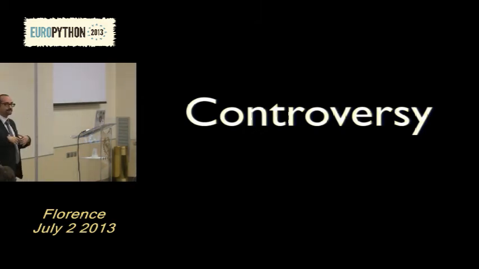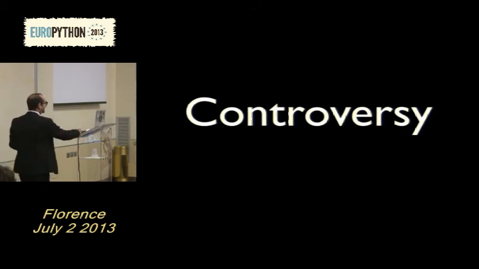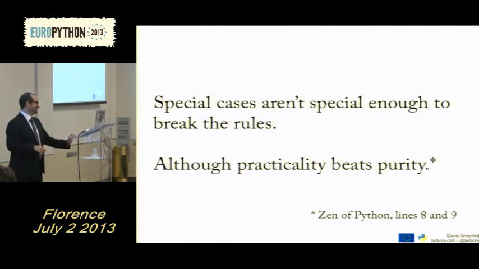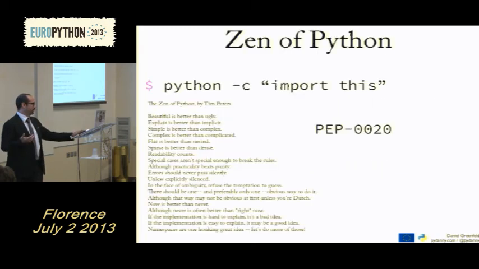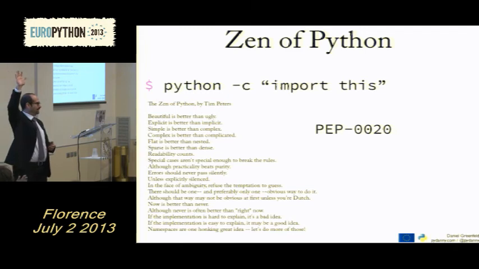Since I've picked on Django, I get to pick on other stuff, right? But I'm nice. I try to be nice. Okay, I'm quoting from the Zen of Python, which is: special cases aren't special enough to break the rules, although practicality beats purity. And everybody knows the Zen of Python, right? Raise your hand if you know the Zen of Python.